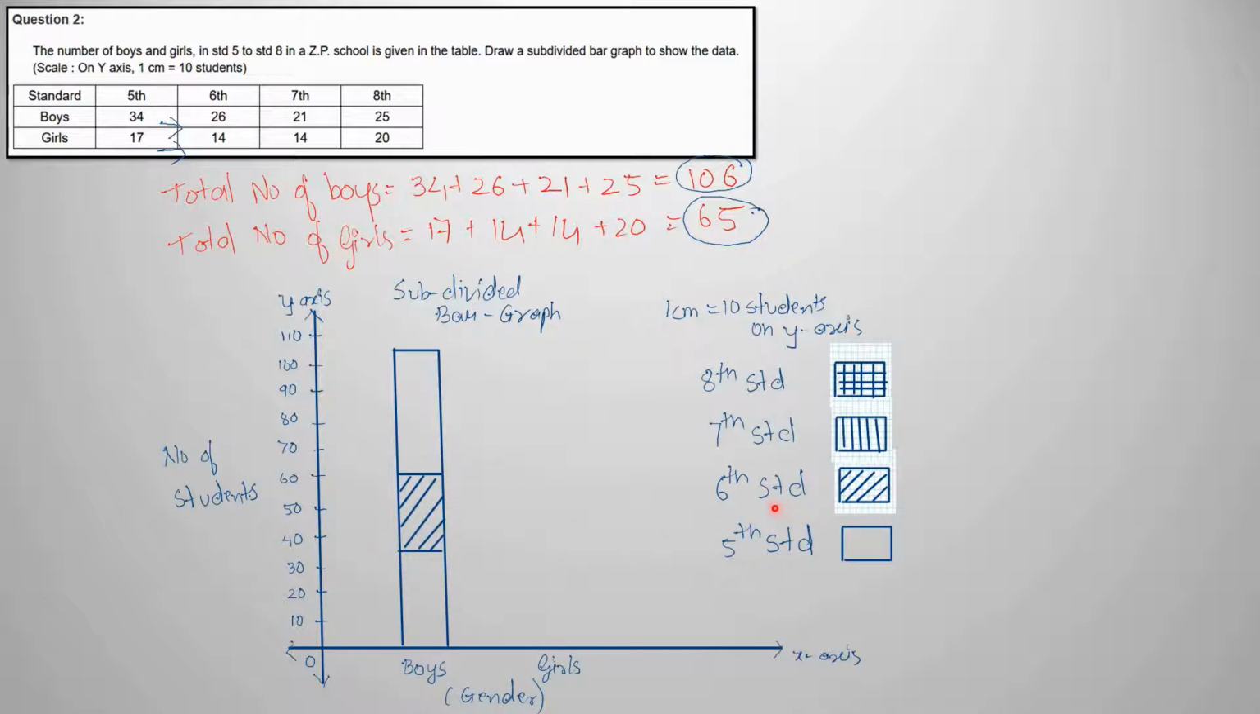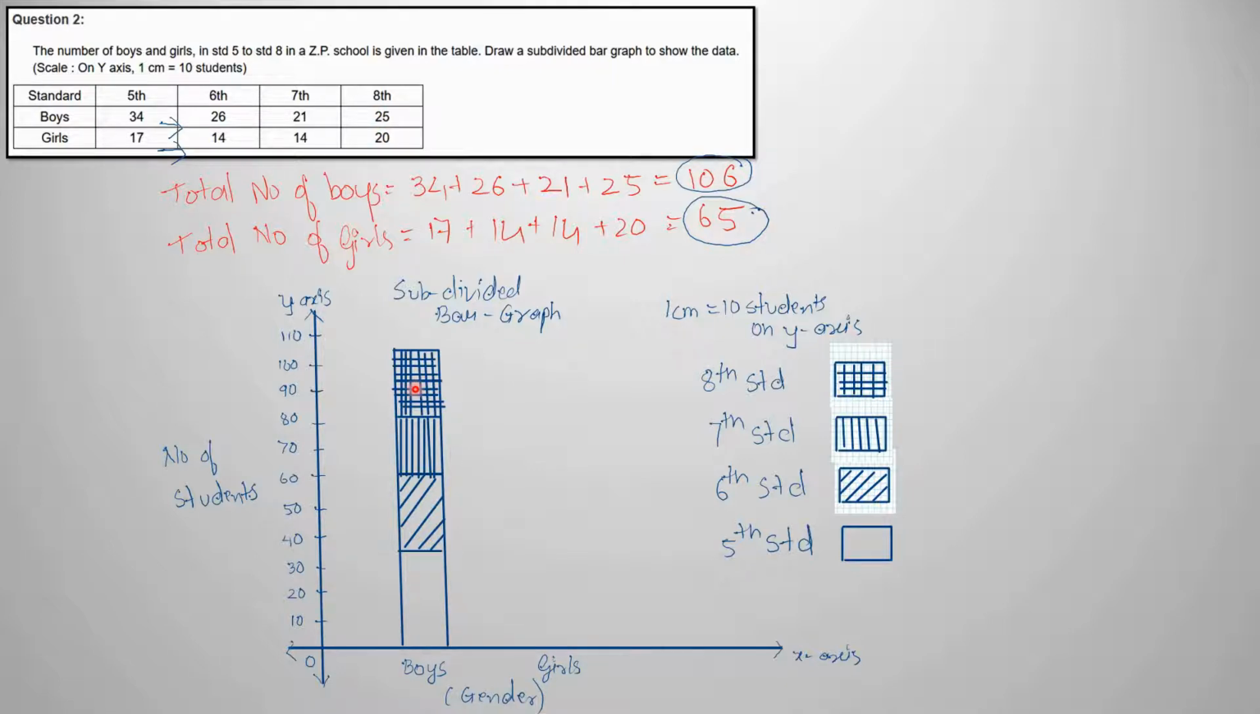That denotes sixth standard. Now, seventh standard has 21. To denote the seventh standard on this bar, since we got 34 plus 26 is 60, you now add 60 with 21. So 60 plus 21 will give you 81. Now on this bar at 81, you draw a pattern, and this pattern will denote seventh standard. And the last portion of this bar will be 25, and that would denote the eighth standard.